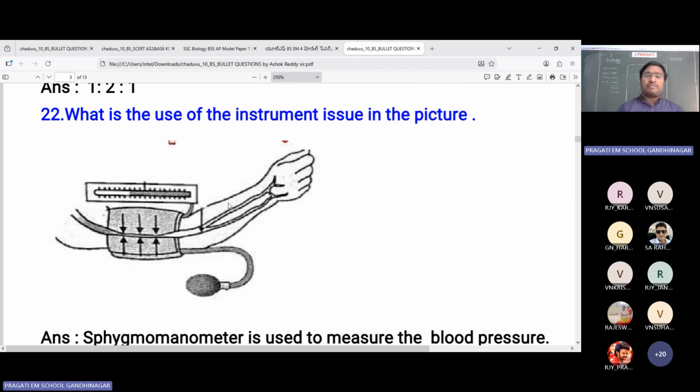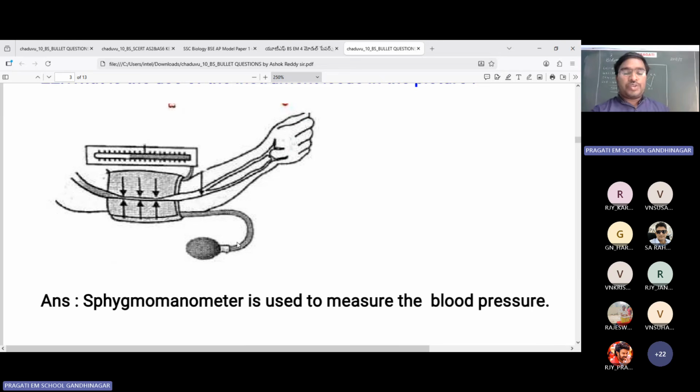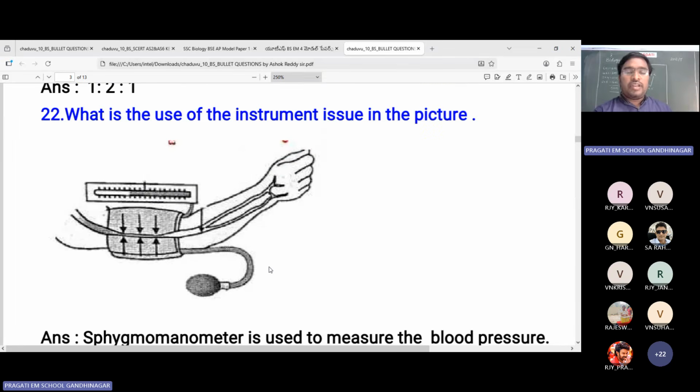What is the use of the instrument in the picture? See, this is the instrument which is used to measure blood pressure. What is the name of this instrument, children? Sphygmomanometer. Sphygmomanometer is used to measure blood pressure.